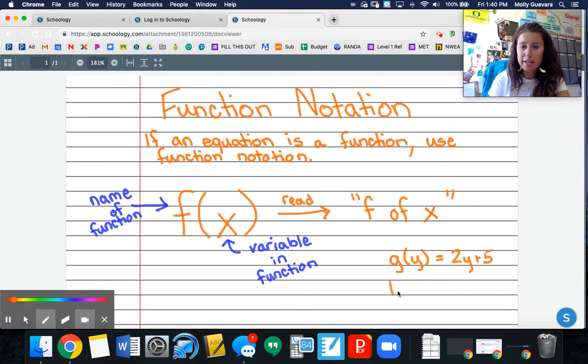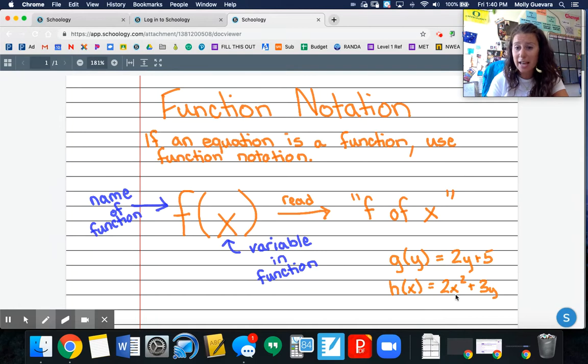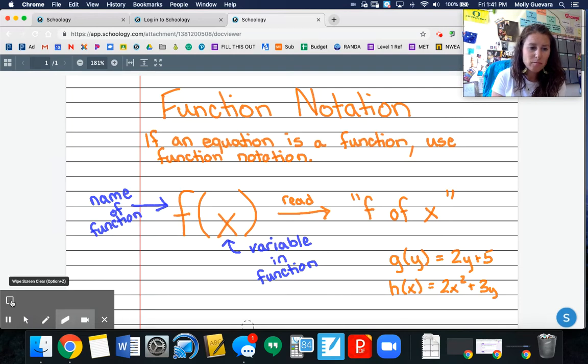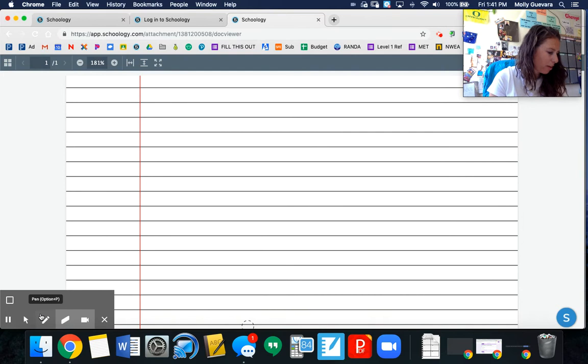You also could have h of x and it has like 2x squared plus 3y or something. Again, this is okay still because there still is an x. It just means that whatever number I'm plugging in, I cannot plug it into y. I can only plug it into x because x is my variable. So we're going to do some examples here, and we're going to look at some evaluation of functions, and then we're going to determine if things are functions or not. So we're going to practice that, okay?